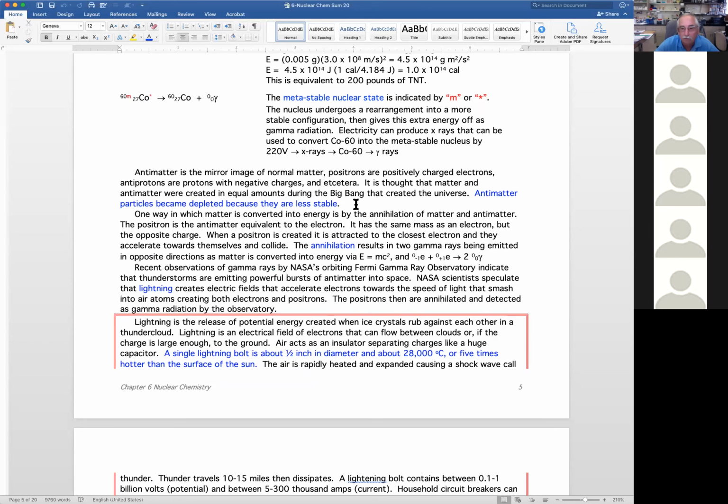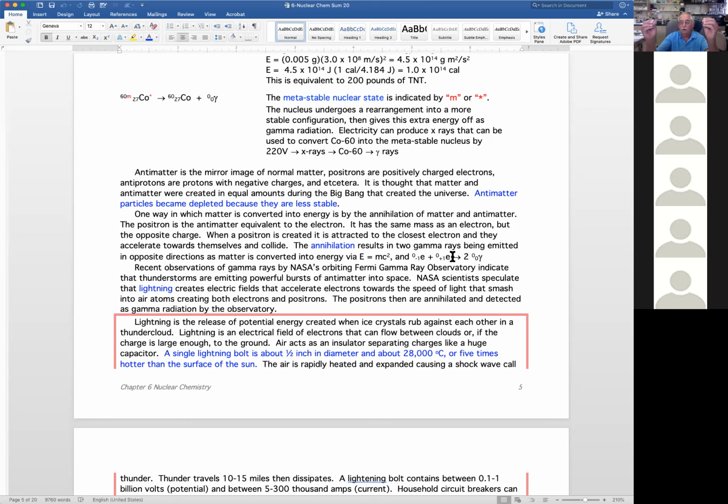But what I wanted to do is show you another way in which E equals mc squared can happen. It's called annihilation. So here's an electron, which is matter. Here's a positron, which is antimatter. Now, look at the charges. Are they going to be attracted to each other? The answer is yes. And what did we learn about Coulomb's law?